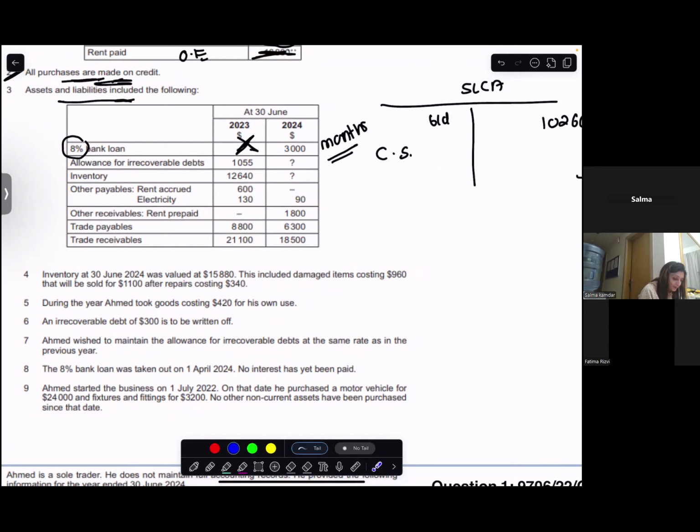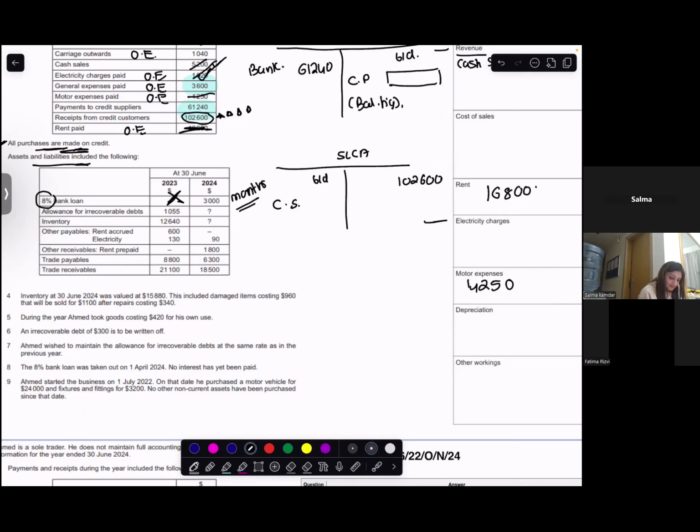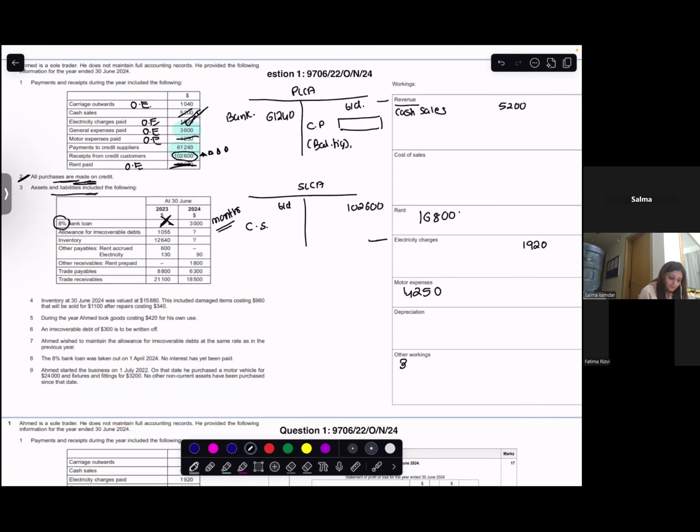Bank loan. I got a bank loan. The bank loan is taken on 1st April 2024. So, bank loan interest. Can you please help me? How will it be calculated?